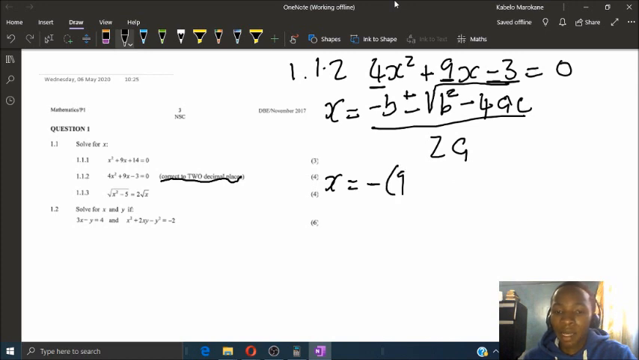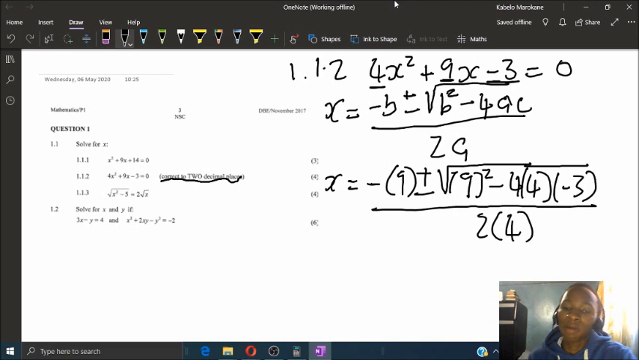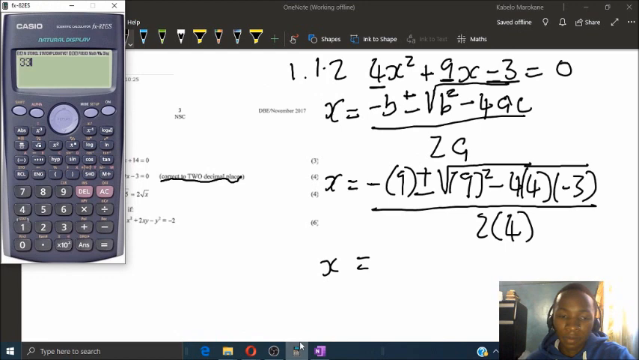Minus 9 plus or minus the square root of 9 squared minus 4 into brackets minus 3, all over 2a, which is 2 multiplied by 4. So at this point we need to take out our calculators and use them to calculate the answer.